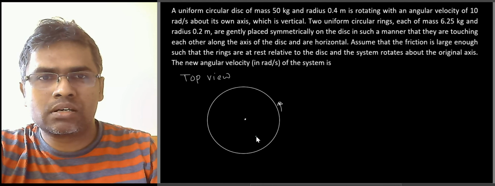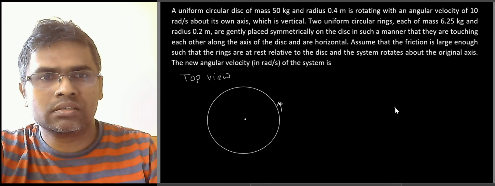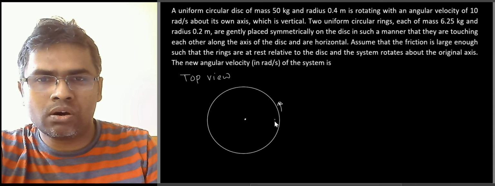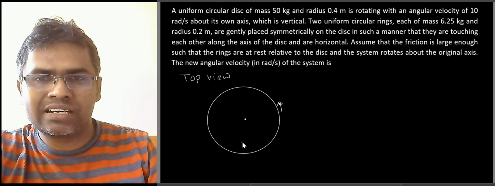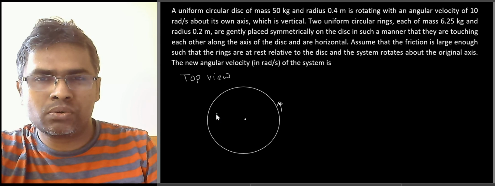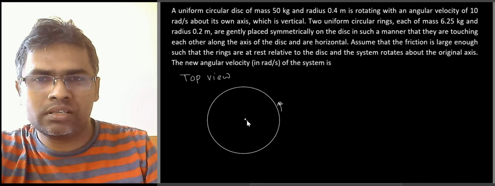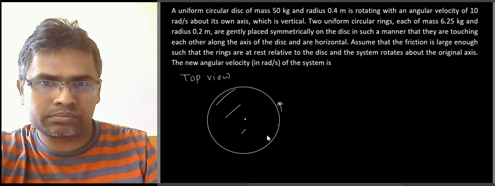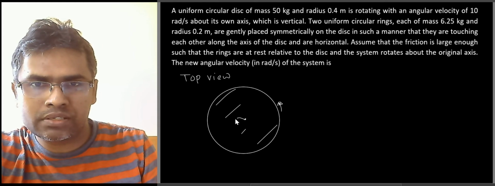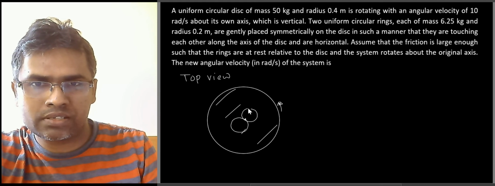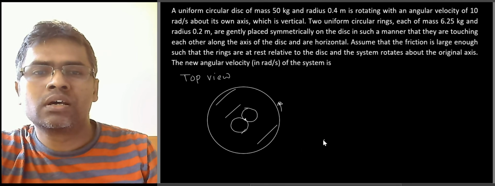Now the problem says that two identical rings, each having mass 6.25 kg and radius 0.2 meters, are placed symmetrically on the disk in such a way that the rings are touching one another. If you ponder a little, you will notice that this can only happen at the center of the disk. So if this is our disk, the rings must be placed something like this. So they're touching exactly at the center of the disk.